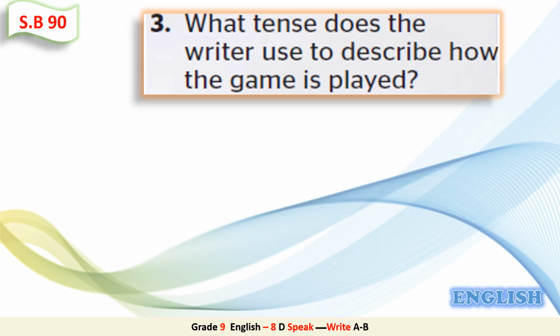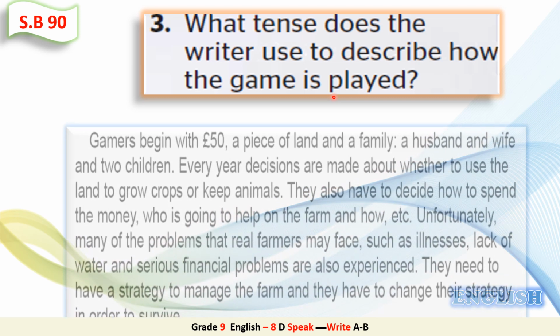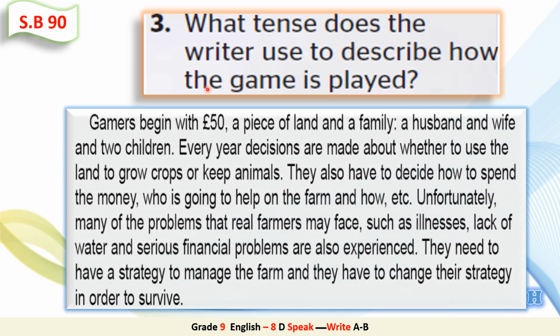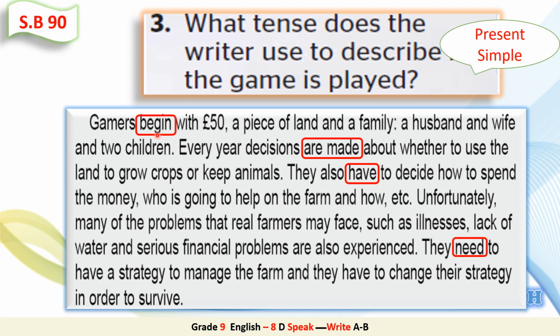Now let's go to question number 3. What tense does the writer use to describe how the game is played? Could you please go back to the second paragraph and try to find out what tense the writer uses to describe how the game is played? What do you think? Excellent. He uses the present simple. For example, the writer said begin. Then he said decisions are made. Then he said they also have, and they need to have.